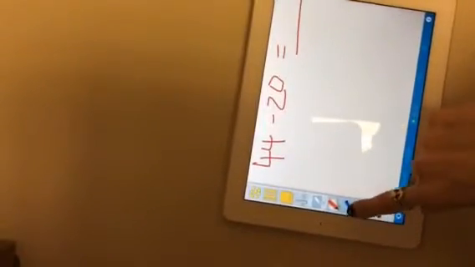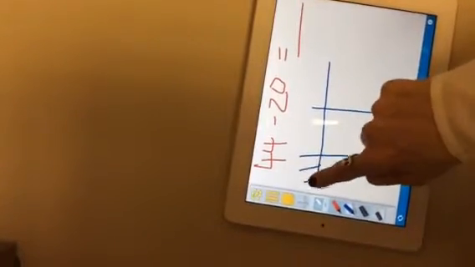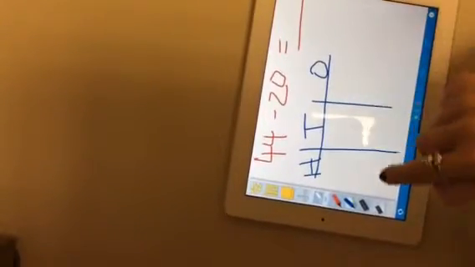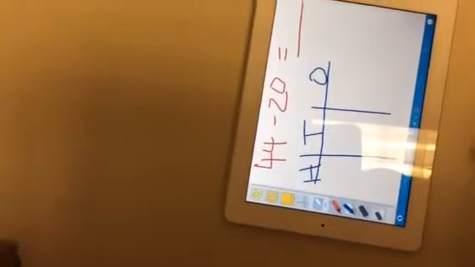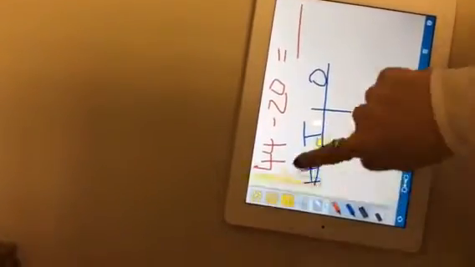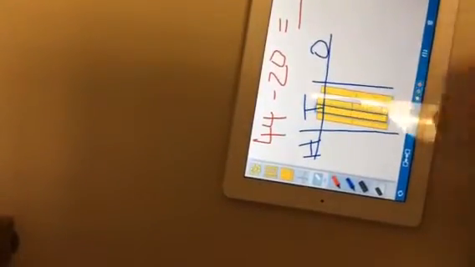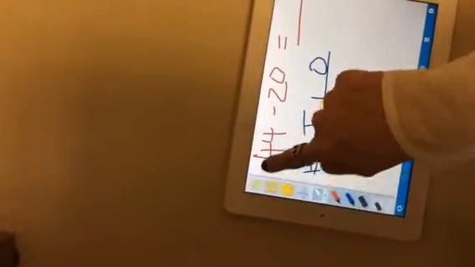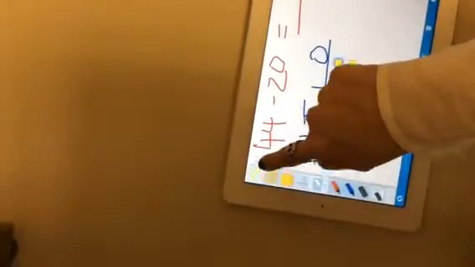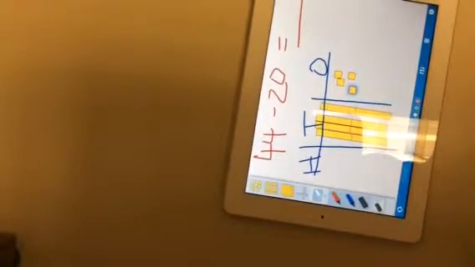Okay, so for this we're going to draw another hundreds chart. So we have our hundreds, our tens, and our ones. So for 44, nothing's going to be in the hundreds place, but we're going to have 4 longs in our tens place. So 1, 2, 3, 4. And we're going to have 4 units in our ones place. So 1, 2, 3, 4.